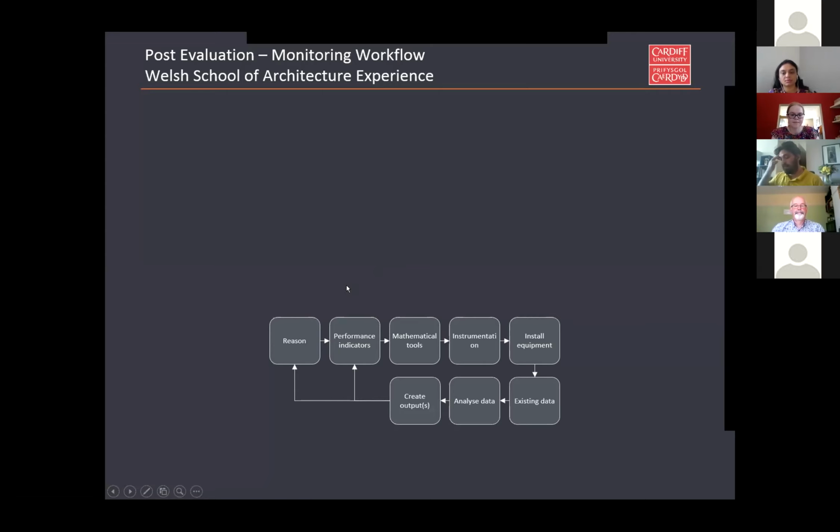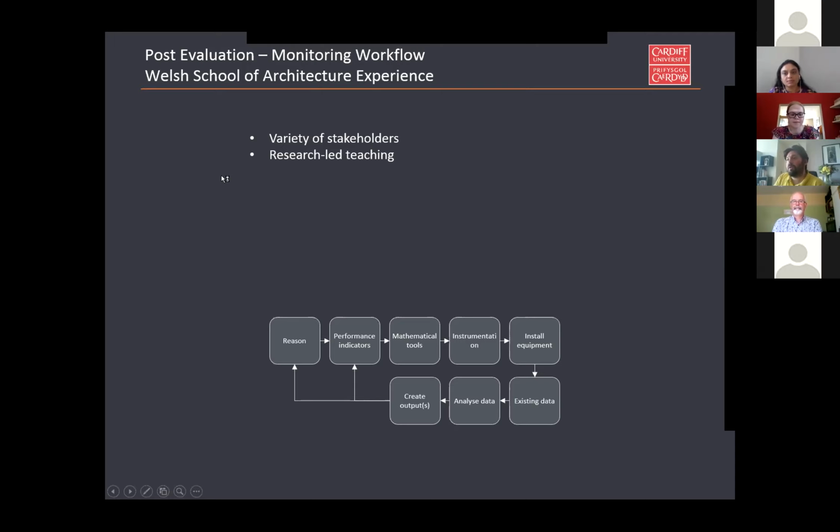And I'm going to talk a little bit about how we use this in the school. Well, the first great thing about the Welsh School of Architecture and Building Performance Evaluators is that we are involved in a lot of projects with a variety of stakeholders. The stakeholders could be policymakers, clients, housing associations, so a variety of the building community, let's say.